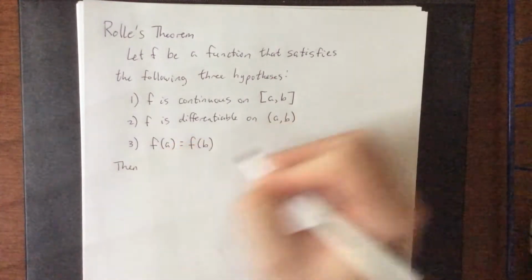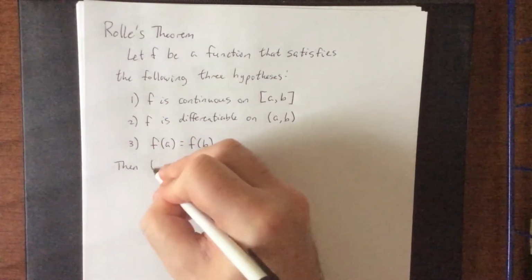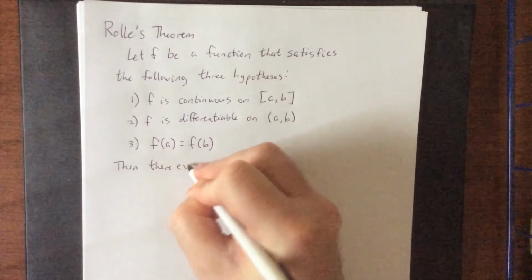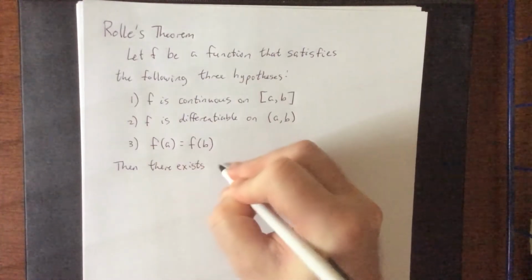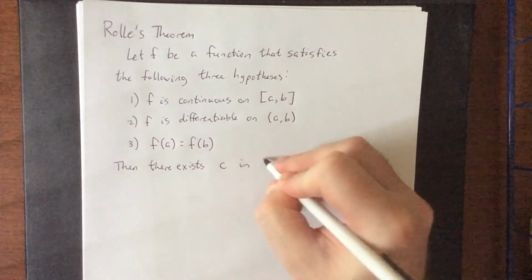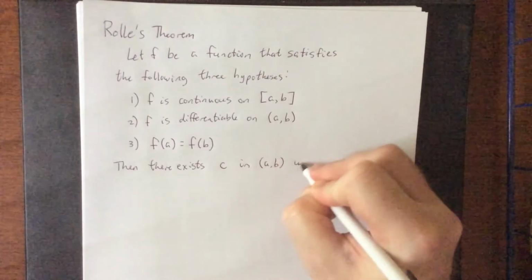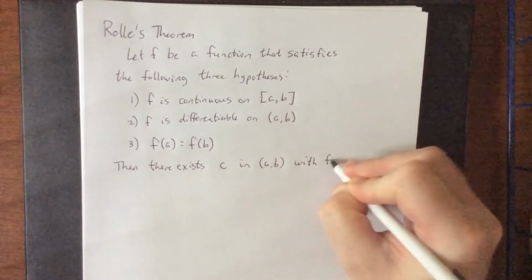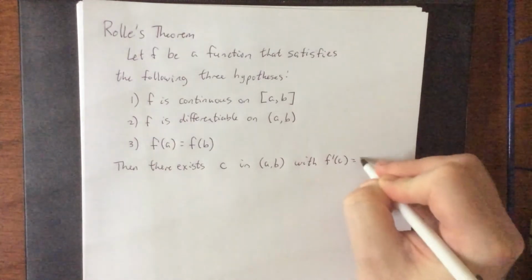If all three of these statements are true, then there exists c in the open interval from a to b with f prime of c being equal to 0.